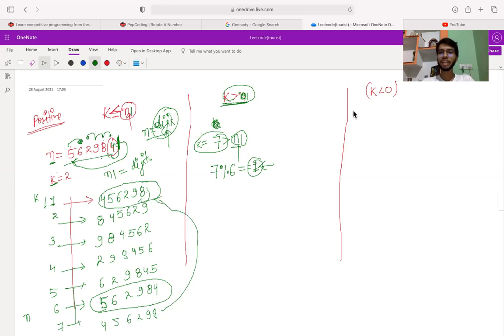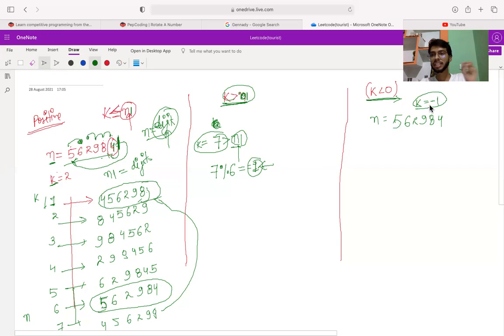Okay, let me consider a case where the value of k is less than 0. In such a rotation, what will happen? We don't need to rotate it towards the right; we need to rotate it towards the left. So for example, let's consider this test case, and the value of k is -1. So what does it mean? We have given n as 5, 6, 2, 9, 8, 4, and we have to make a -1 rotation. If the value of k is less than 0, then instead of rotating towards the right, we need to rotate it left.